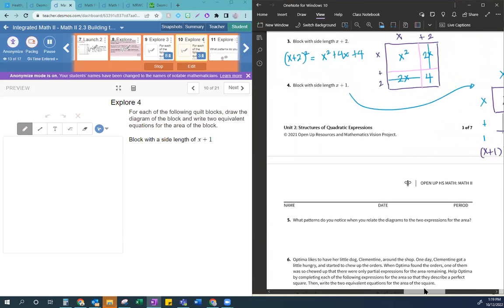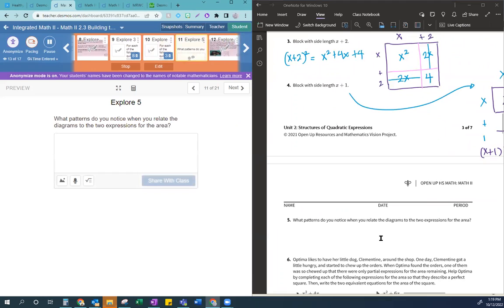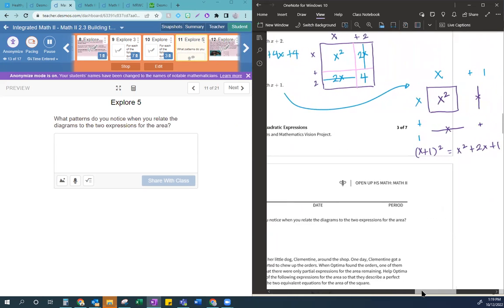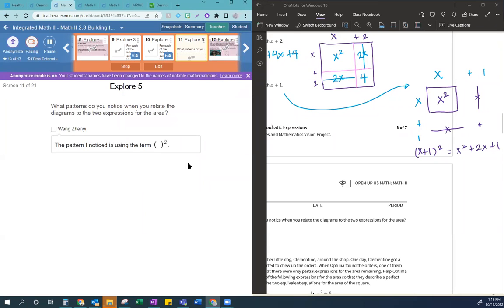So your brain should be like, hey, what other patterns do I see? So that's actually question number 5 for you. It says, what patterns do you see that relate to the diagrams between the two expressions? So I'm going to make you stare at these two expressions that I have here. I know they're drawn differently, but just pretend. What do you see here? What patterns do you see?